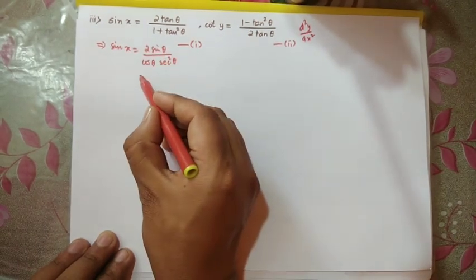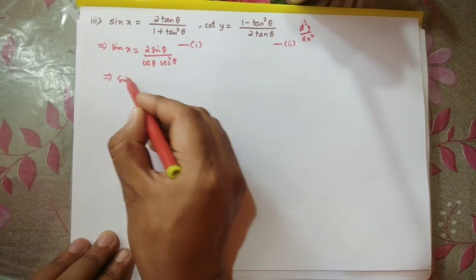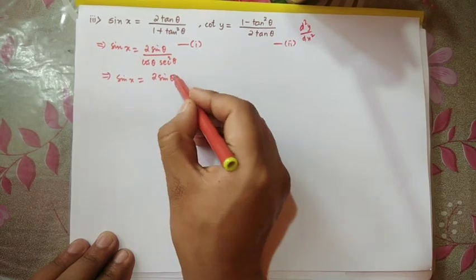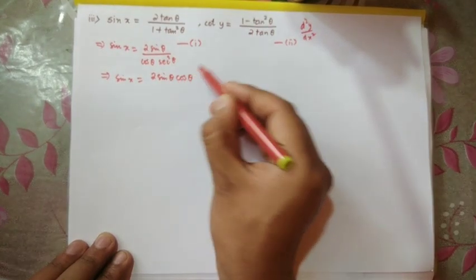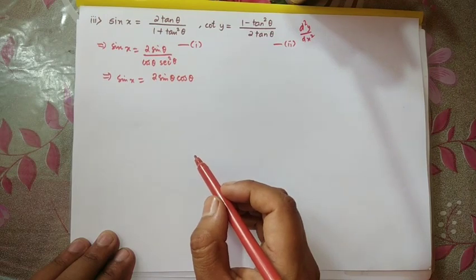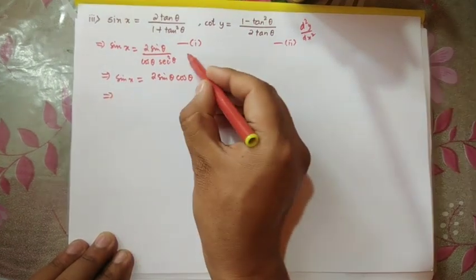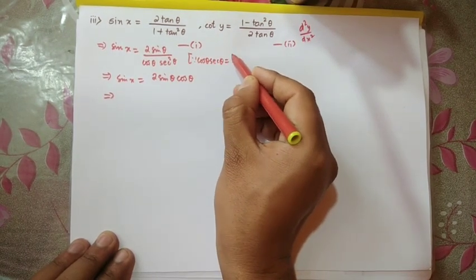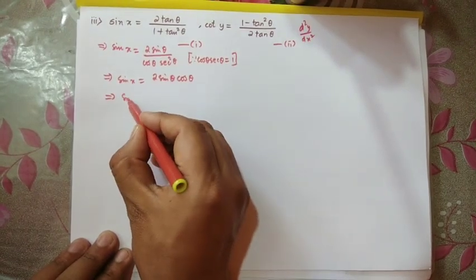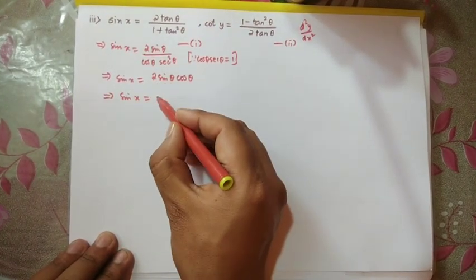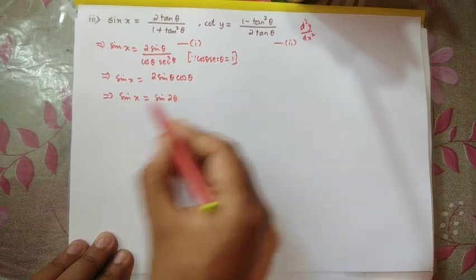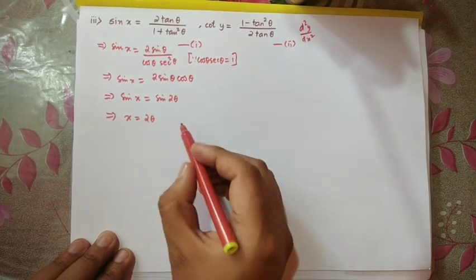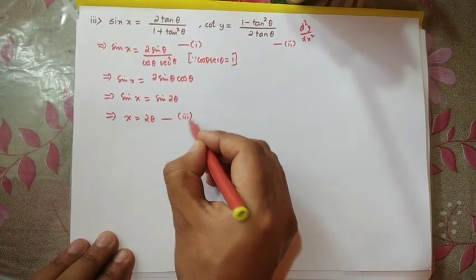Is that clear? So if only sec theta is left, then we have sine x equals 2 sine theta by sec theta, and when sec theta goes up, then I'll get cos theta. Hope you are understanding. Since cos theta sec theta is 1, now sine x equals 2 sine theta cos theta, which is how much? It is sine 2 theta. So from here what do I get? I get x to be 2 theta. Let me call this equation 3.